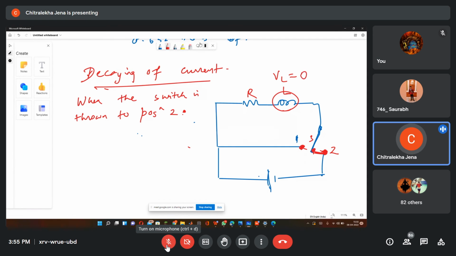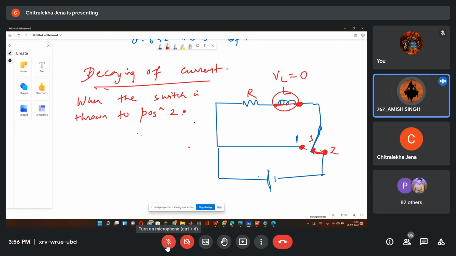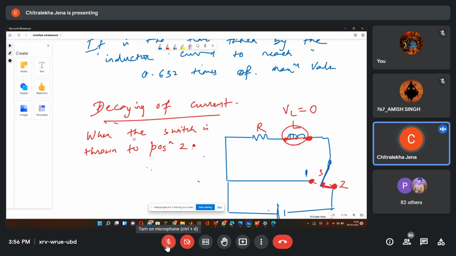Now there is no potential difference. No potential difference means what? It will behave as a short. Got it or not? So here, one thing you will mention in the previous one, that the inductor behaves as a short circuit.